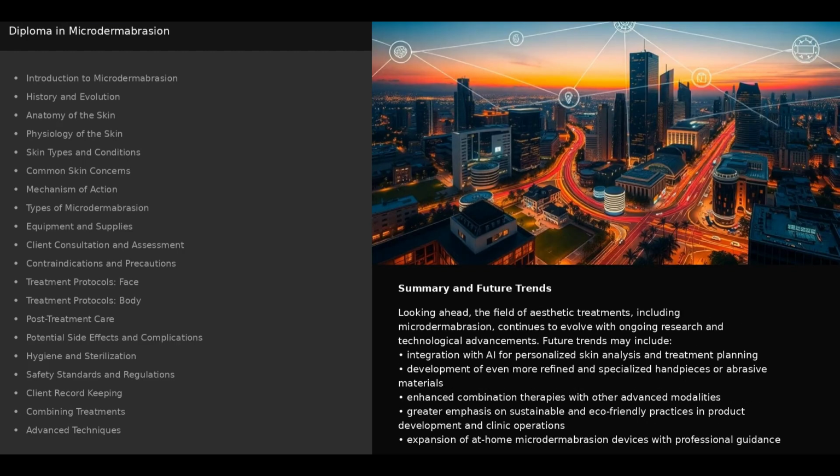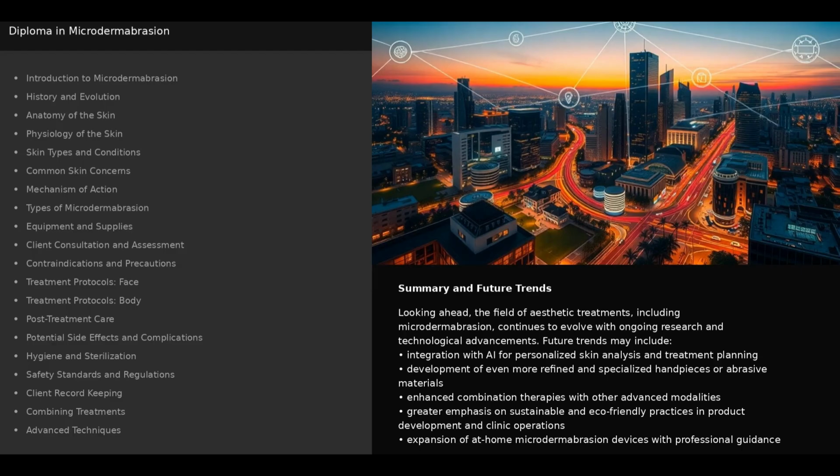Looking ahead, the field of aesthetic treatments, including microdermabrasion, continues to evolve with ongoing research and technological advancements. Future trends may include integration with AI for personalized skin analysis and treatment planning, development of even more refined and specialized handpieces or abrasive materials, enhanced combination therapies with other advanced modalities, greater emphasis on sustainable and eco-friendly practices in product development and clinic operations, expansion of at-home microdermabrasion devices with professional guidance.